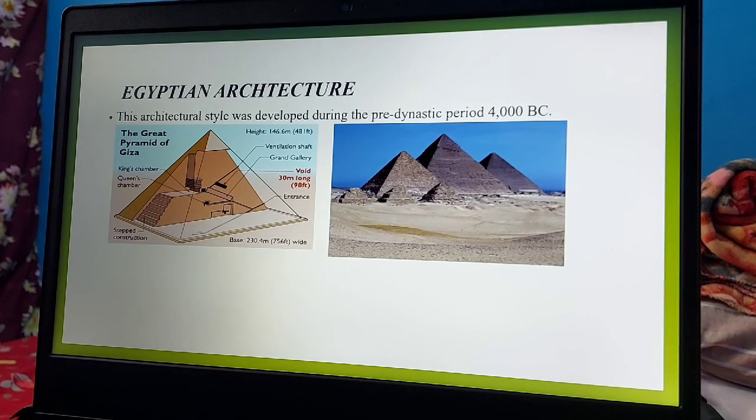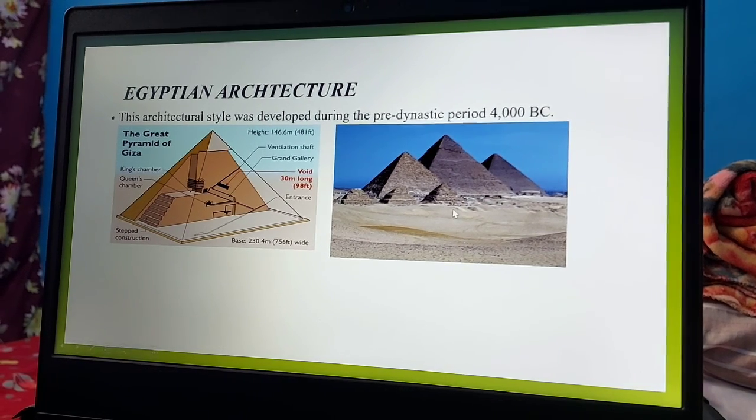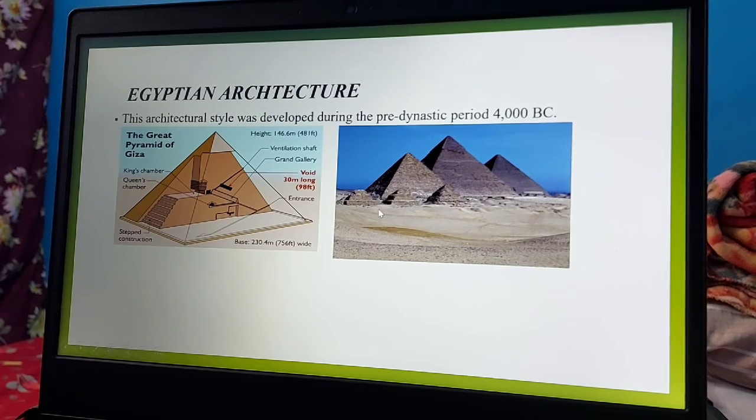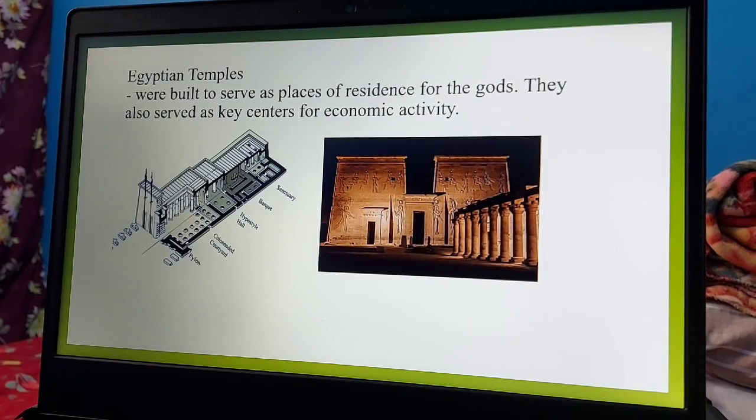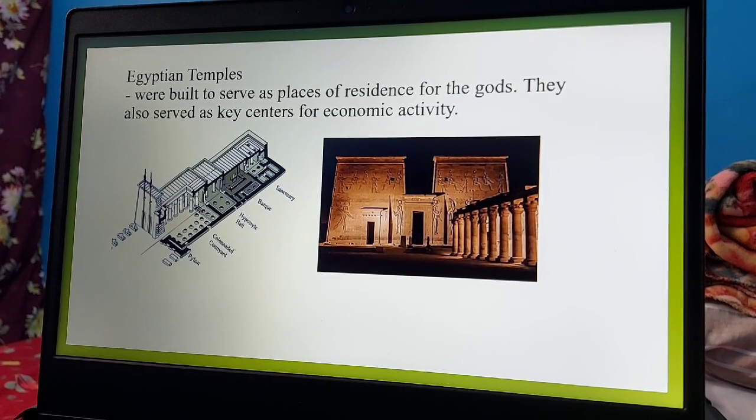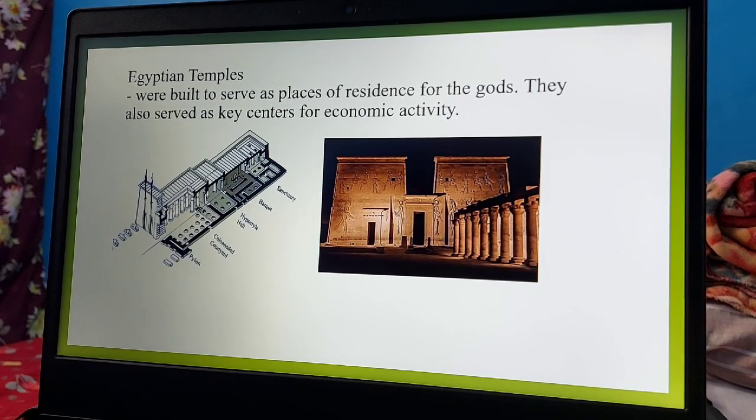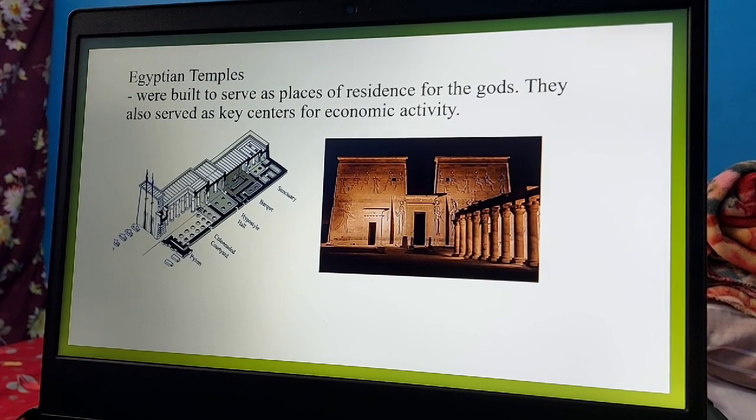Next, Egyptian architecture. This architectural style was developed during the pre-dynastic period, 4000 BC. So this picture, as you can see, is the Pyramid of Giza. On the left side is the architectural picture of the pyramid, and this is the finished product. Egyptian temples were built to serve as places of residence for the gods. They also serve as key centers for economic activity.